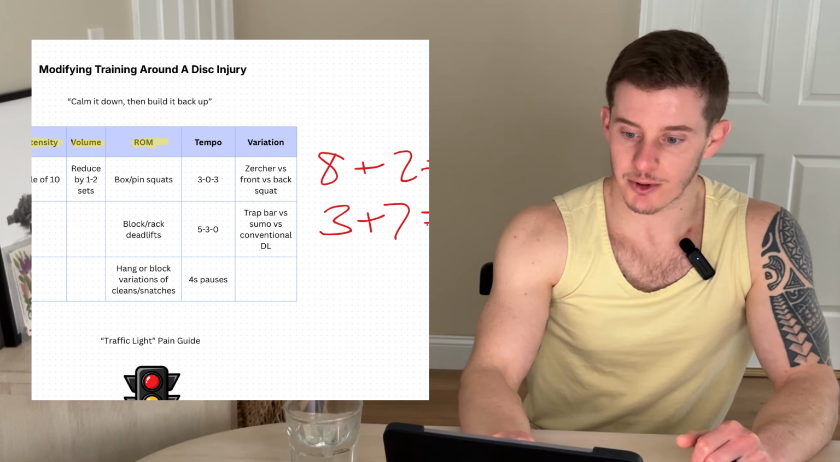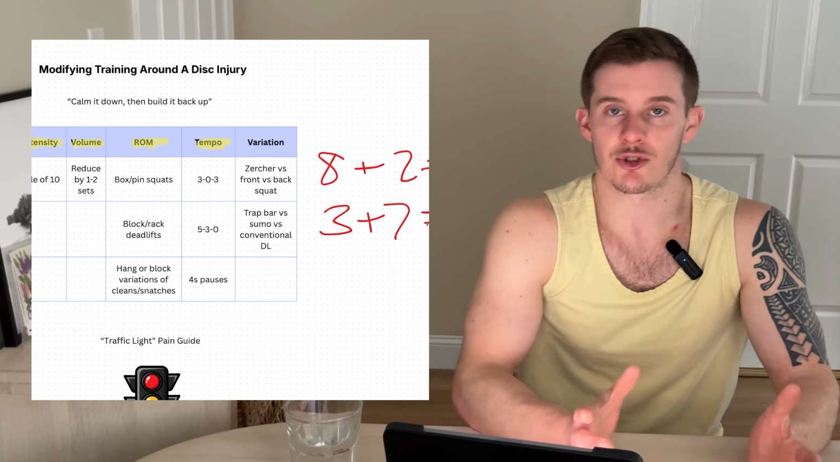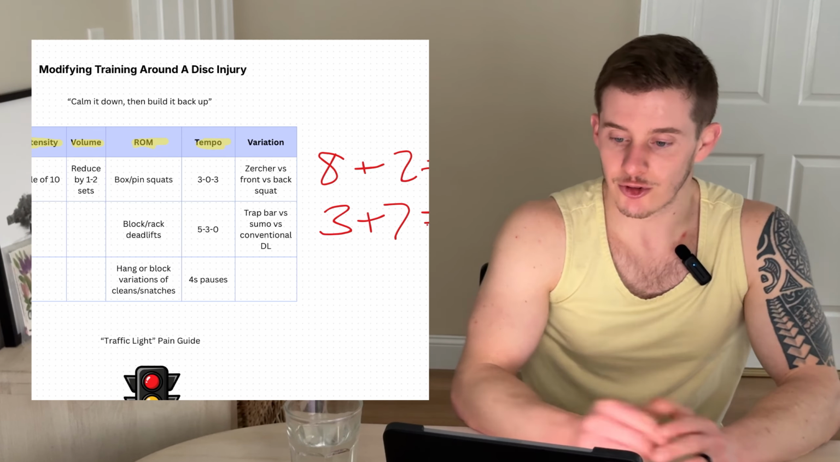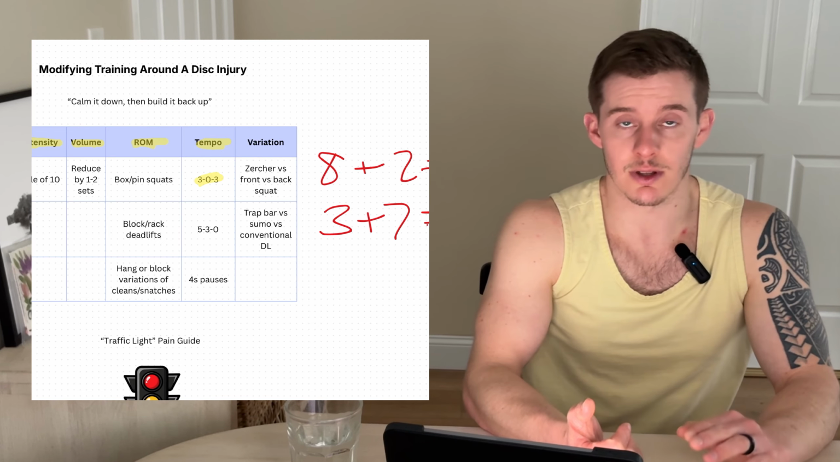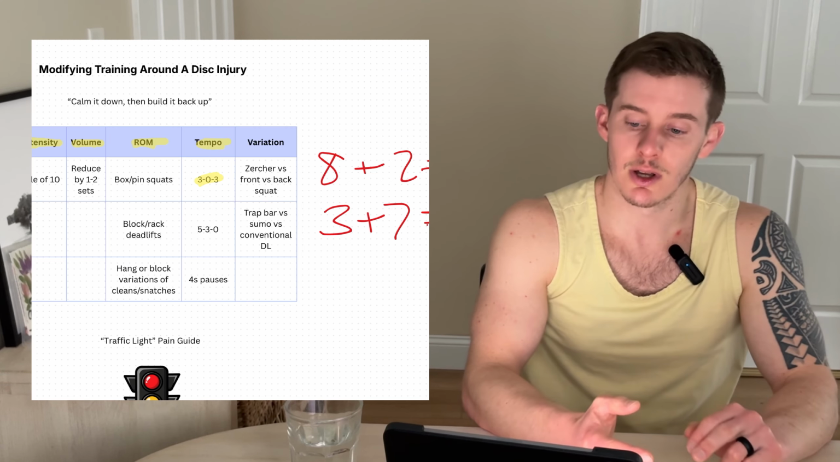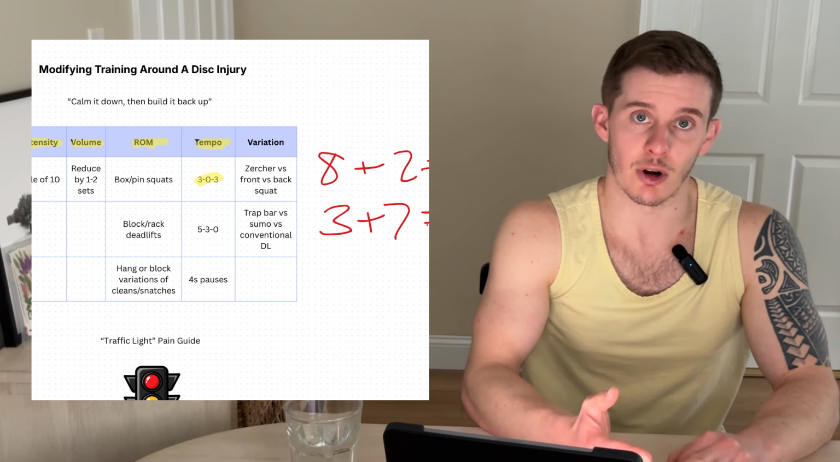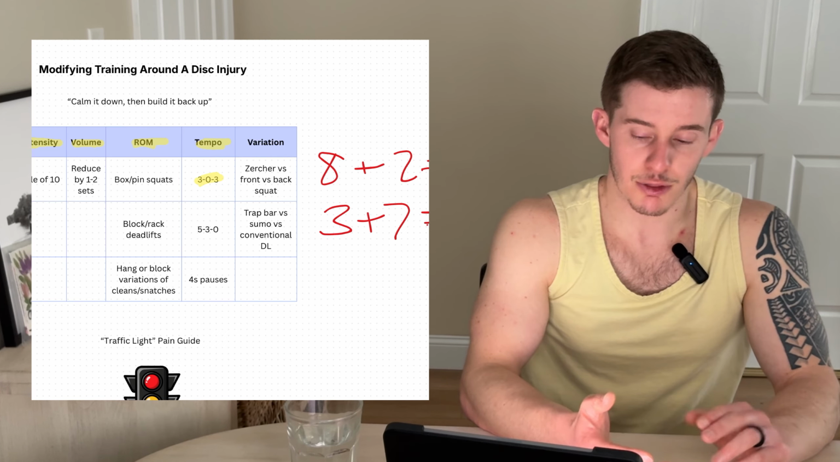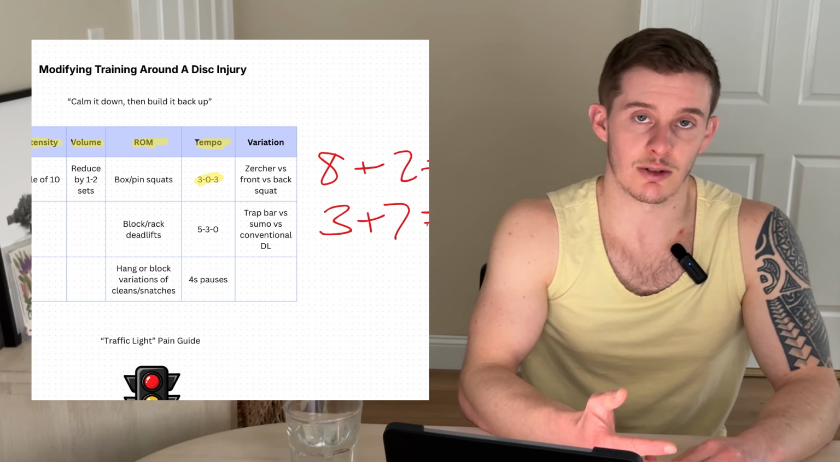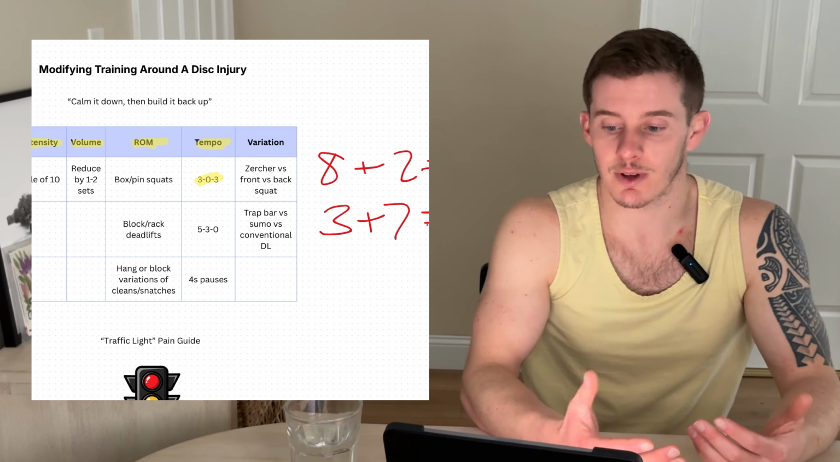Next is tempo, which is just the speed at which you're doing certain parts of the movement. It's usually written in this kind of 3-digit format here, where the first number is the duration or the length of the eccentric. The second number is the duration of the pause, typically at the bottom of the movement, except for deadlifting. And then the third digit is the speed or duration of the concentric, or the lifting phase.